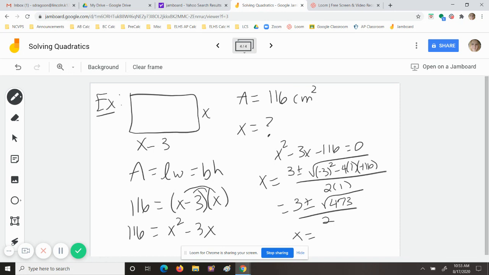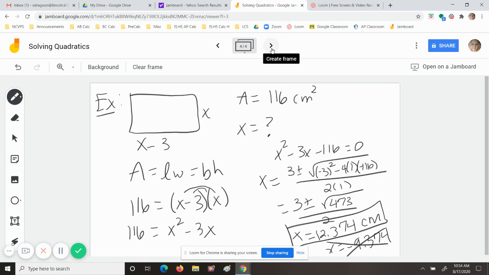If we add the square root of 473 and then divide by 2, we get 12.374. If we subtract, we get 3 minus square root of 473 divided by 2. We get negative 9.374. Now, here's where we have to have a little common sense. Can we have a negative length? No. So this negative 9.374 is not going to work. So our final answer for x is going to be 12.374 centimeters.